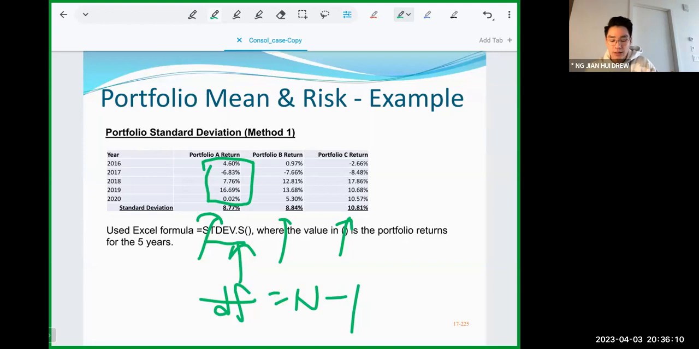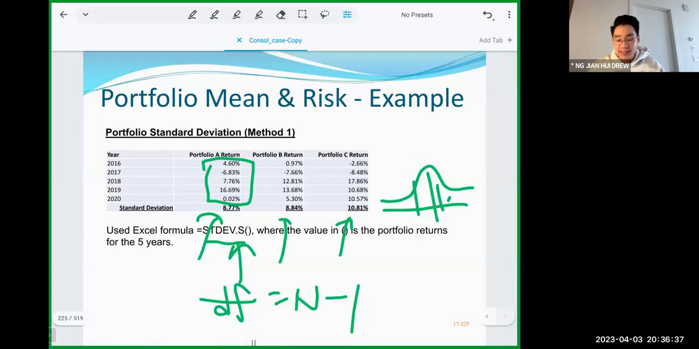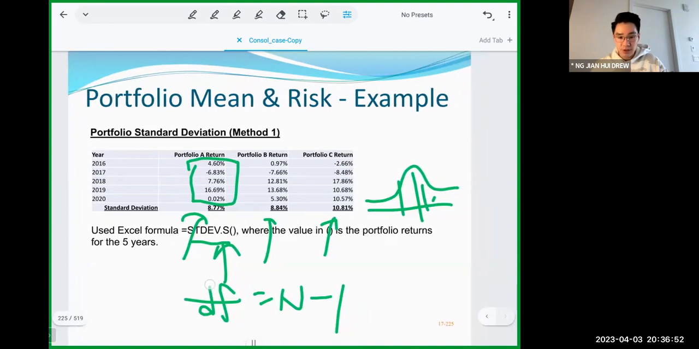So what do you do after you calculate the various returns for each portfolio? You basically almost as if plot it on a normal distribution, and then you use the standard deviation formula to calculate the standard deviation. And that's all. So in method 1, I would like to call it the statistical method. You use statistics to get the value of the standard deviation. Now, is everyone okay with how we calculate standard deviation using the statistical method of method 1? Should be good, no questions.